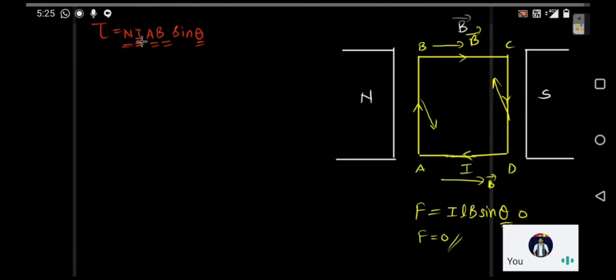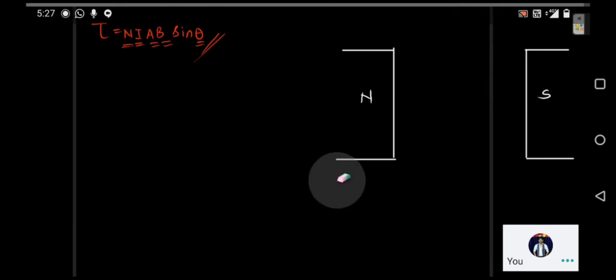We also saw that when the normal to the plane of the coil is making an angle of theta, that is when we got this expression, NIAB sine theta. So we'll see what happens when the perpendicular to the plane of the coil makes an angle of theta with the magnetic field. Let's consider the coil is placed something like this.